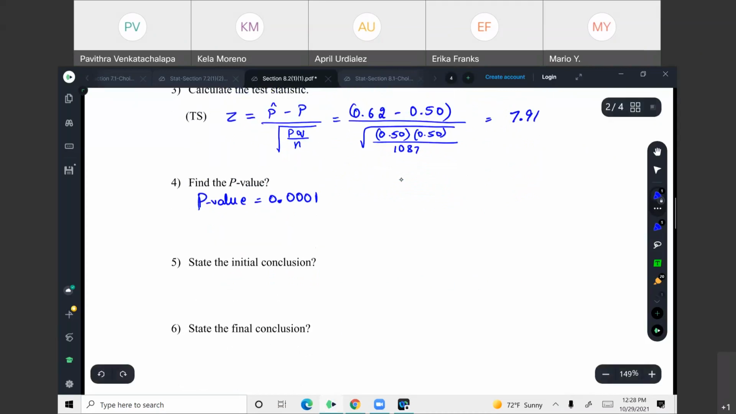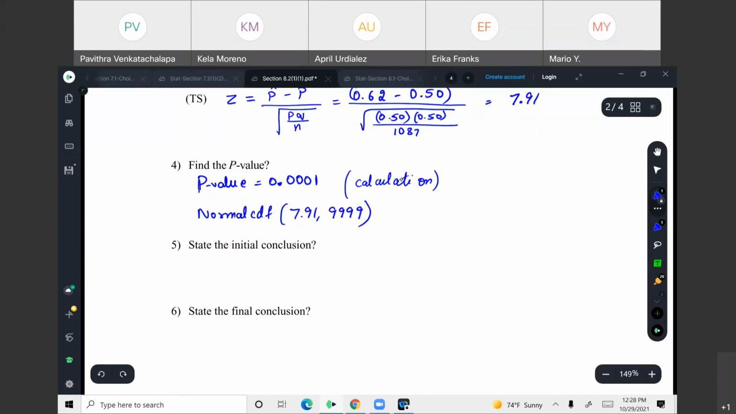Okay, so assuming that the p-value is 0.0001, so that's through the calculation. So we generally use the test statistic and we use normal CDF. Normal CDF. Oh, 7.91 and okay. So since mean and standard deviation is not given, we will not be using 0 and 1. Fine.